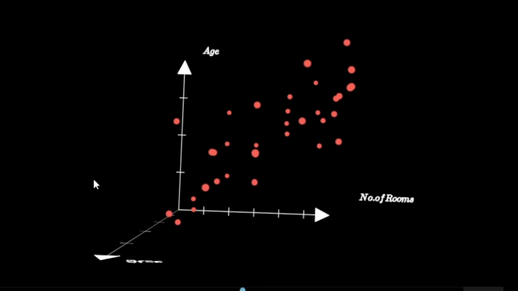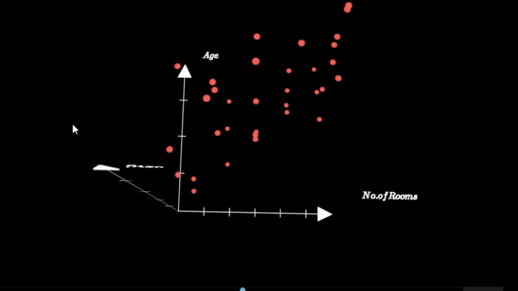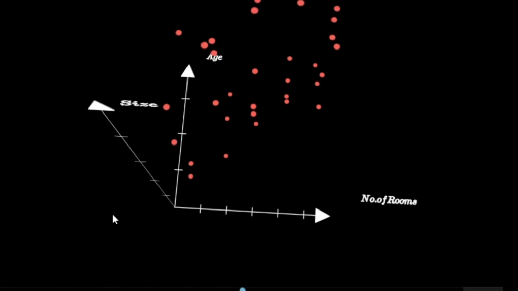Now, what is the use of representing this data in the vector format? As you can see here, I can easily differentiate between the houses by figuring out which houses are similar to each other and probably should be priced similarly, and which houses are very different from each other and maybe should be priced differently. For example, these two houses are very close to each other and therefore they are more similar than say this house and this house.